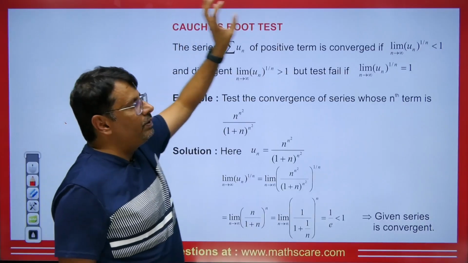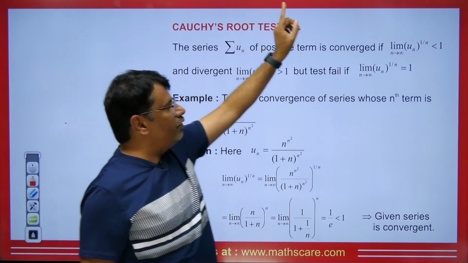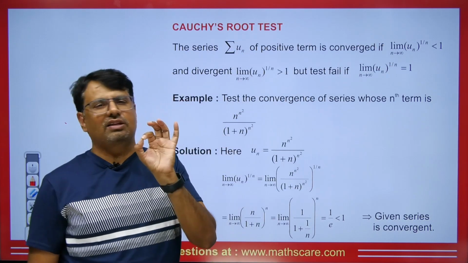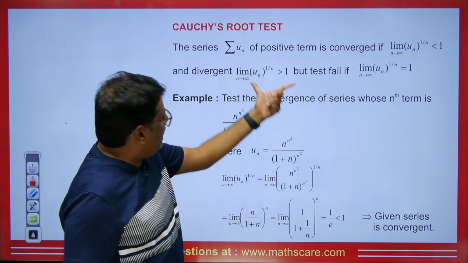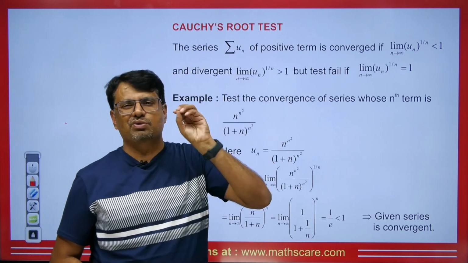So students, if we have any infinite series of positive terms and we find the value of limit n tends to infinity, un power 1 by n, and if it is less than 1, then the series that we have is convergent. If it is greater than 1, then this will be divergent, and if it is equal to 1, then the test will fail.